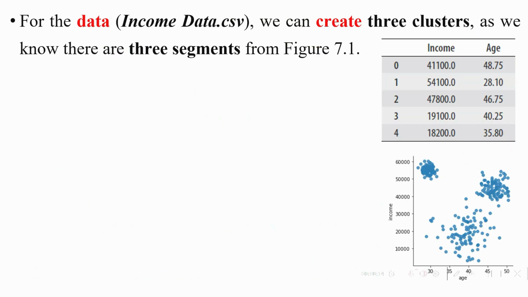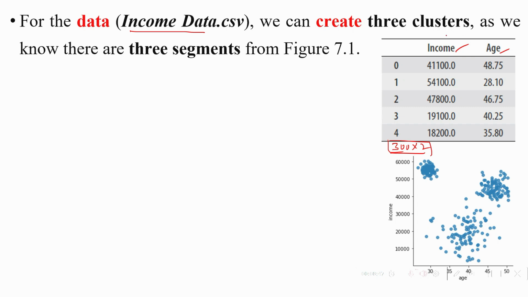Now we'll see one example. Our data set is income data CSV. It contains the income and age of the corresponding person. It contains 300 rows and 2 columns, income and age. There are no class labels, so we have to assign the class labels.